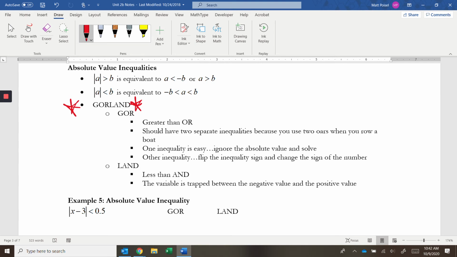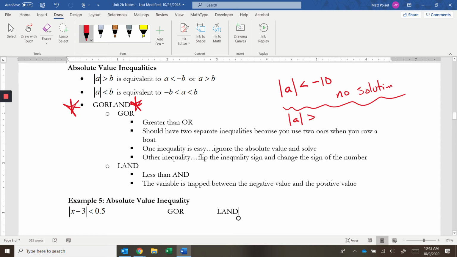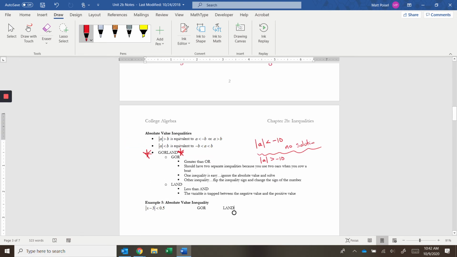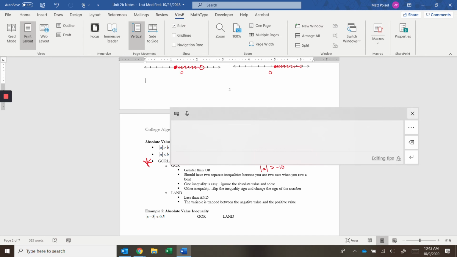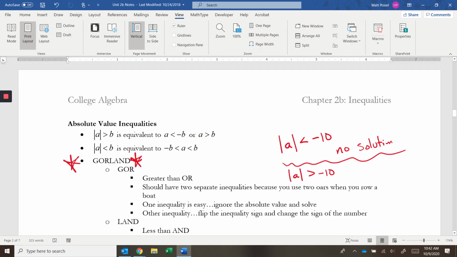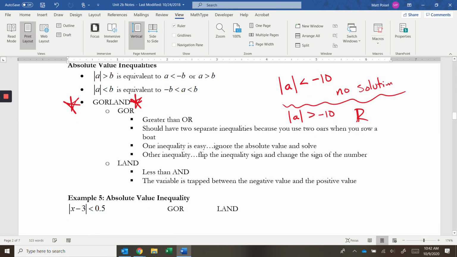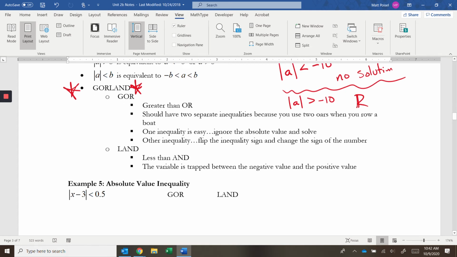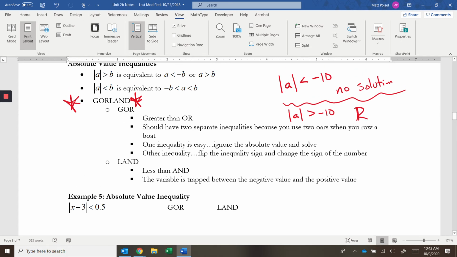Now, one thing I do want you to make a note of: if we ever say that the absolute value of A is less than a negative number, this one's going to be no solution, because if you take the absolute value, there's no way to make it less than a negative. This guy is going to be all reals, because anytime you take the absolute value, you're going to get a positive number. If it's greater than a negative, every single positive is greater than that negative. So that's going to be all reals. Those are two little examples you just need to be aware of.